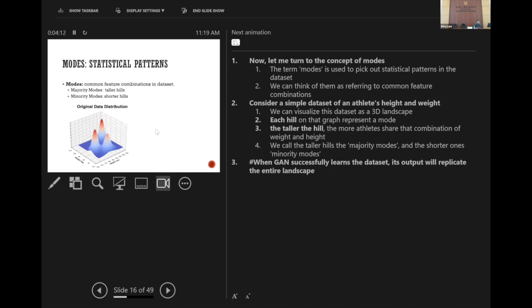So let me just turn to the concept of modes, which will be quite important for the rest of the paper. The term modes is really just used to pick out the statistical patterns in the data set. We can think of each mode as referring to one common feature combination, right? Consider one simple example from a data set that consists of athletes' heights and weights. We can visualize the whole data set with this 3D landscape. There are several hills here. Each hill represents a mode. And the taller the hill is, the more athletes share this particular weight and height combination. We can call the taller hill here the majority mode and the shorter hill here the minority mode. What is majority and what is minority is always relative. So when GAN successfully learns the data set completely, its output will replicate the entire landscape.